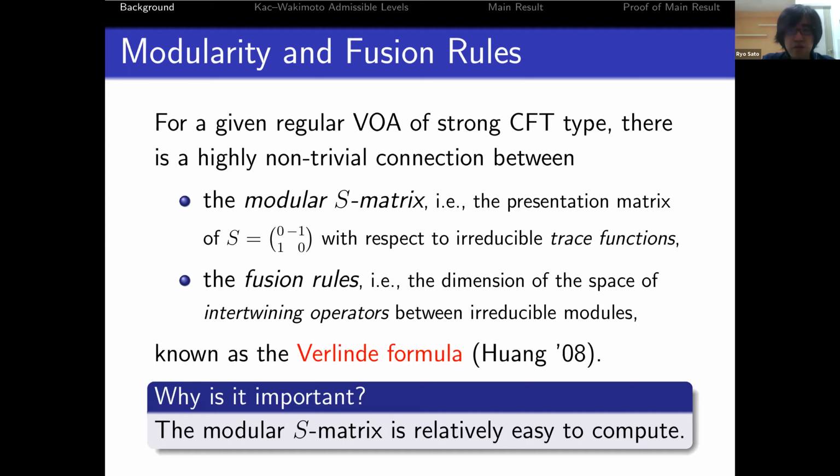Okay. On the other hand, the fusion rule is defined as the dimension of the space of intertwining operators between irreducible modules. Okay, so this definition of the fusion rule is written in terms of vertex algebra language. So in the vertex algebra language, this Verlinde formula is proved by Huang in the 2008 paper. Okay, then the importance of the Verlinde formula is due to the fact that the modular S matrix is relatively easier to compute than the fusion rules. So we can compute fusion rules by using the modular S matrix. This is a very important and very useful theorem in the representation theory of regular VOAs.